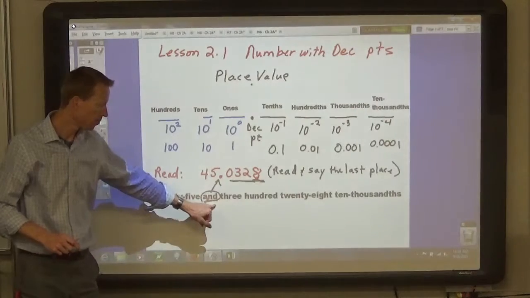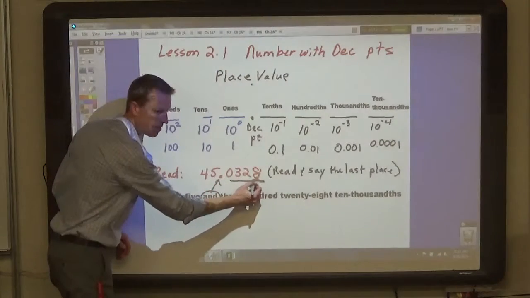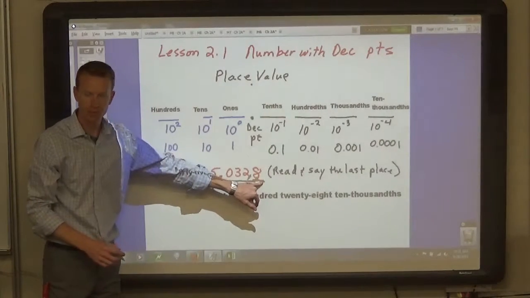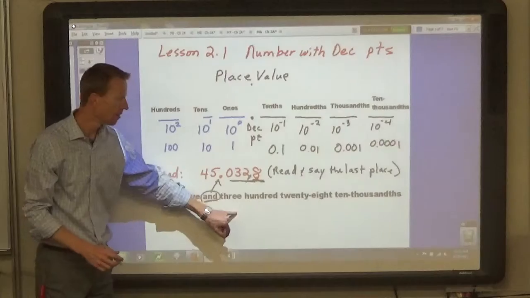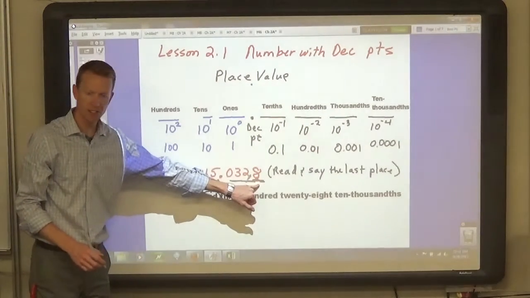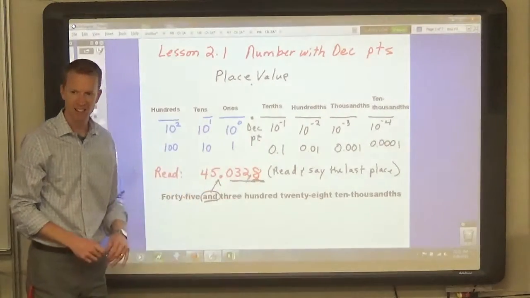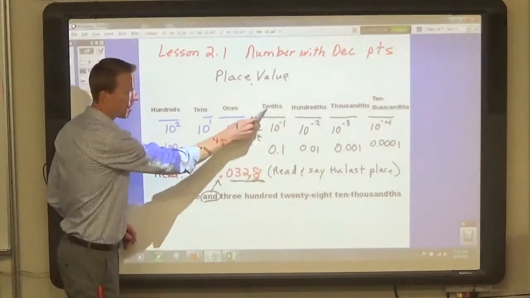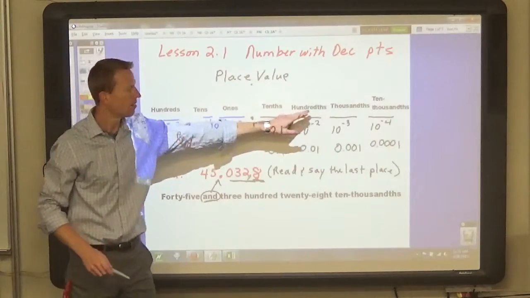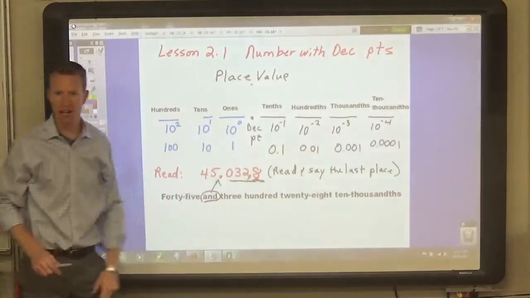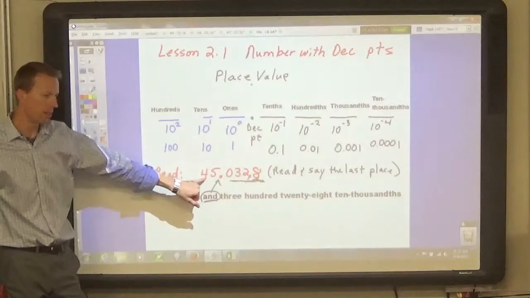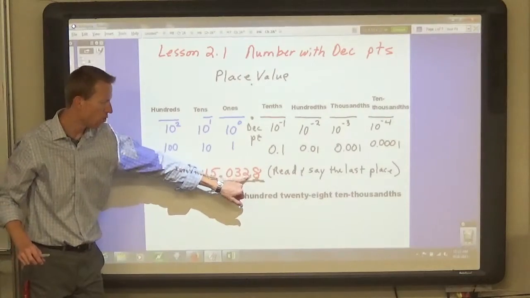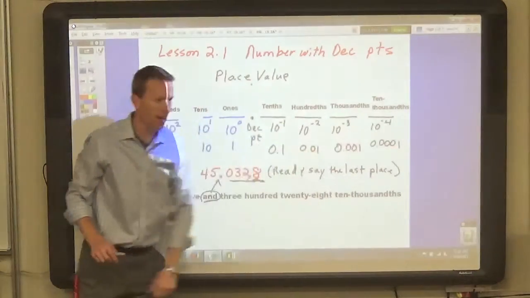45 and then this number. What is this number? 328, right? 328. What's the place of the last digit? Lindsay? 10 thousandths. This goes tenths, hundredths, thousandths, 10 thousandths. So read this with me. 45 and 328 10 thousandths.